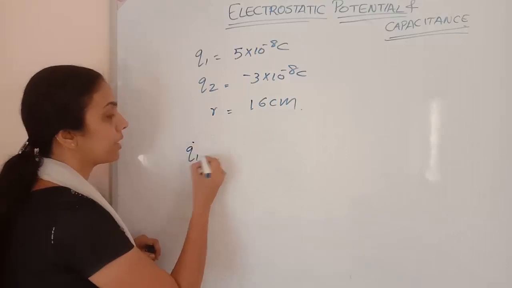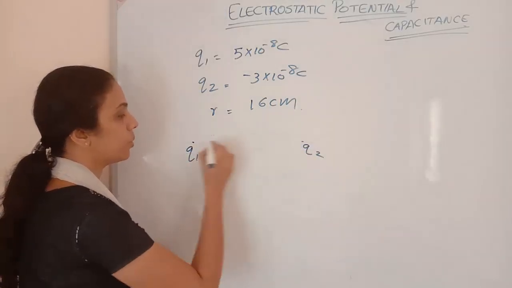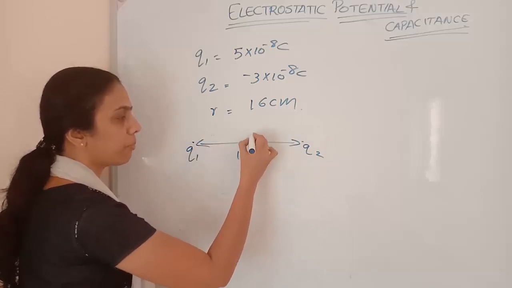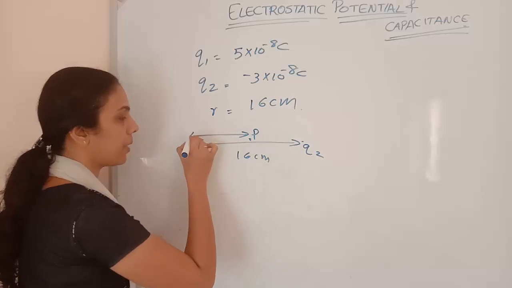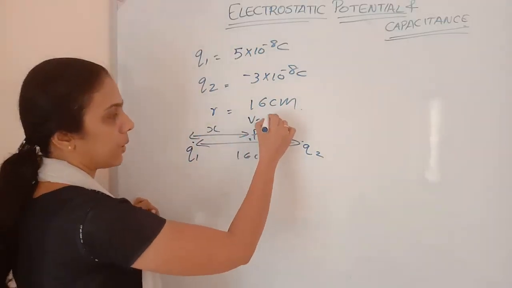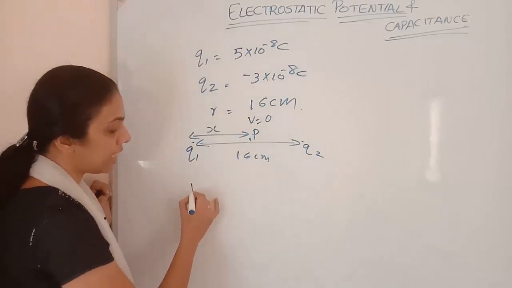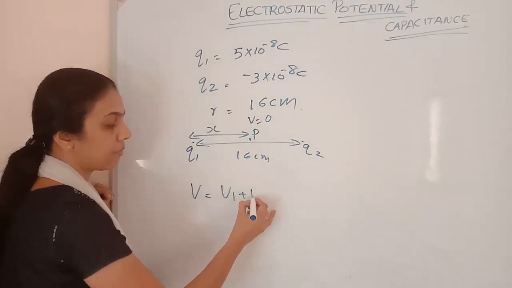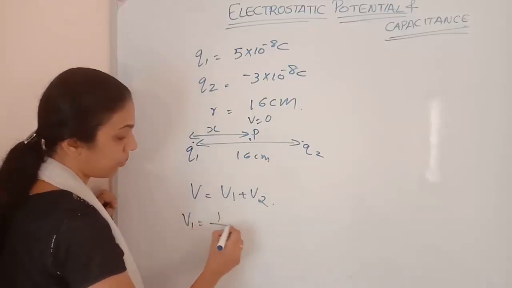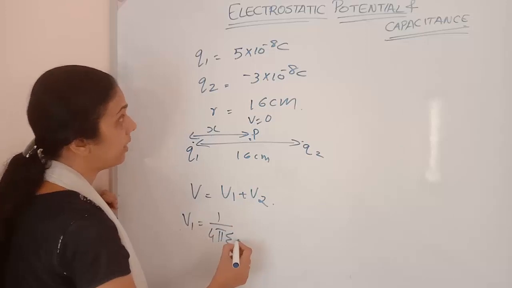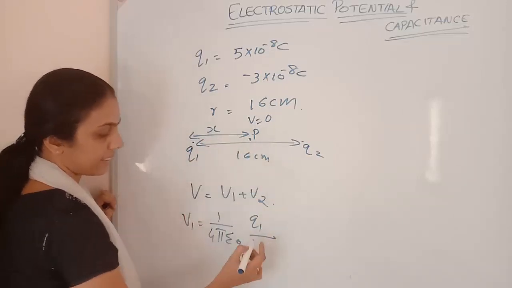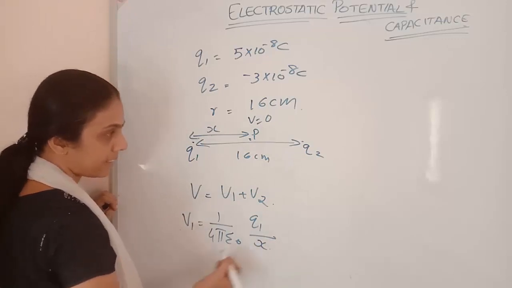So if we are drawing the diagram, this is Q1 and this is Q2. This is 16 centimeter. At one point P, at a distance x from Q1, I am considering potential will be equal to 0. Okay, how we can find out the net potential? V1 plus V2. For that we need V1 and V2. What is V1? 1 by 4 pi epsilon 0 Q1 divided by, what is this distance? Distance is x.